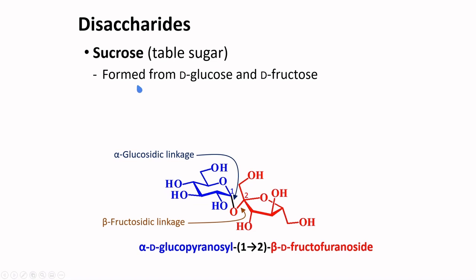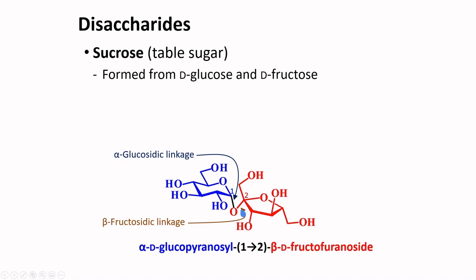Several disaccharides are abundant in nature. Among the most common is sucrose, or table sugar. Sucrose is formed from D-glucose and D-fructose. It has an alpha-glucosidic linkage and a beta-fructosidic linkage.